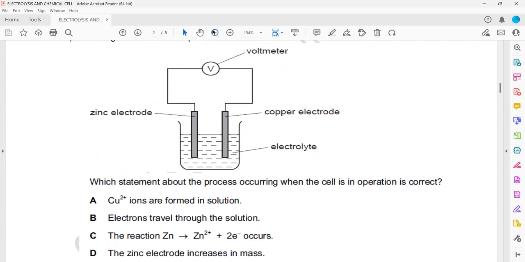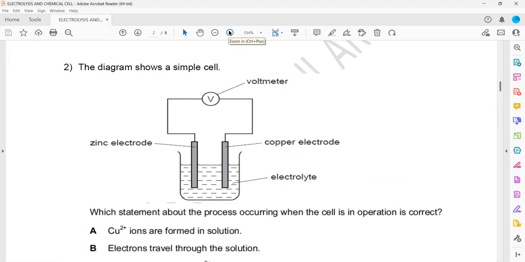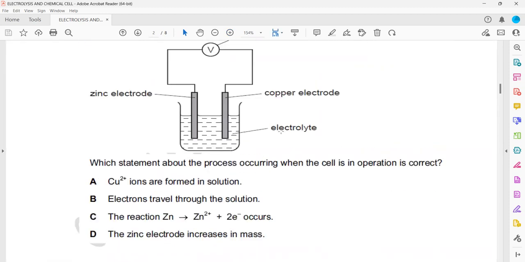The diagram shows a simple cell. So you can see this is a simple cell. A cell converts chemical energy to electrical energy. And how will this cell work? In a cell, we always have two electrodes which are made from two metals which have a difference in reactivity. So one is zinc here, another one is copper, and we know zinc is more reactive than copper.